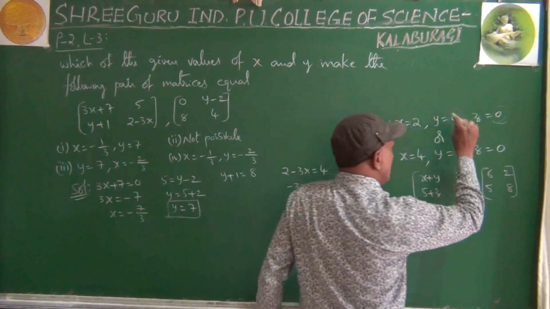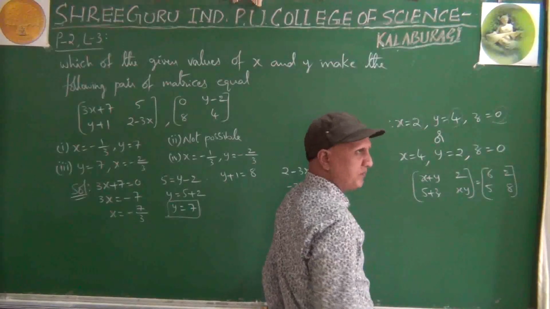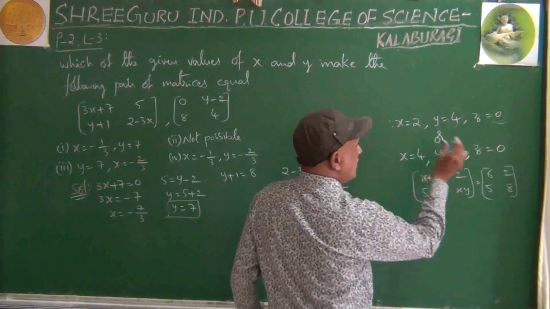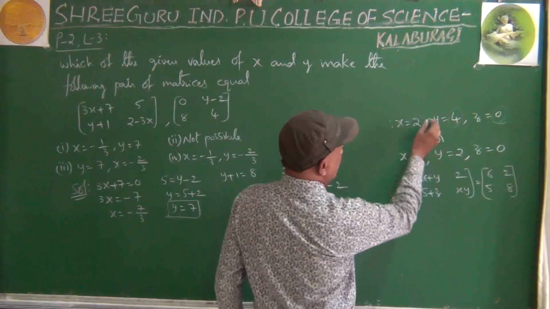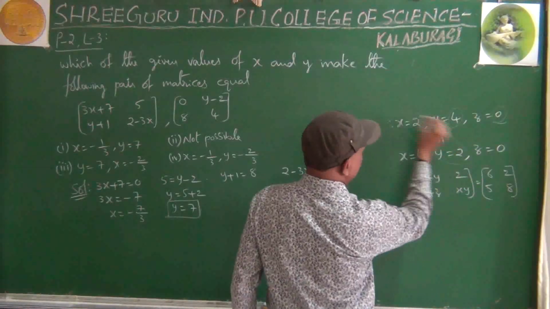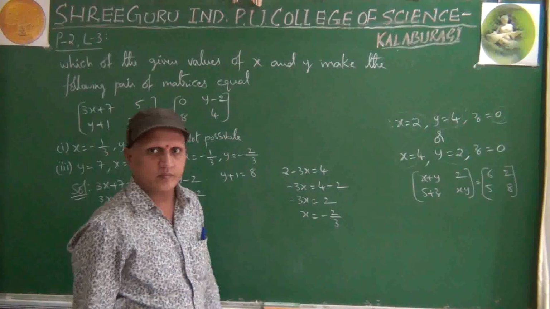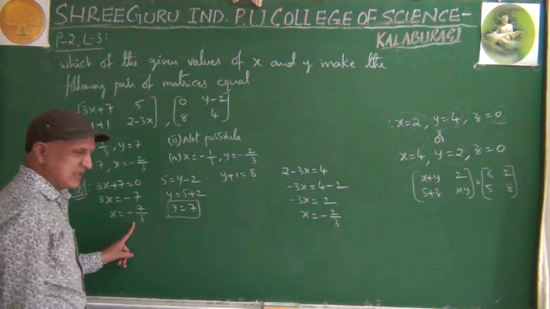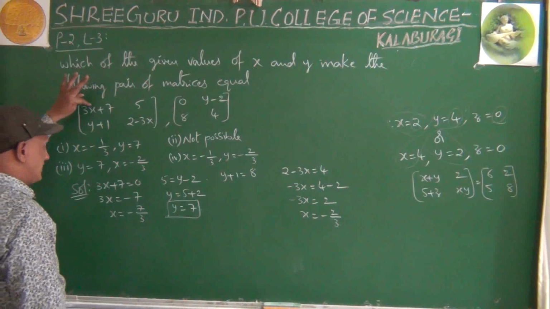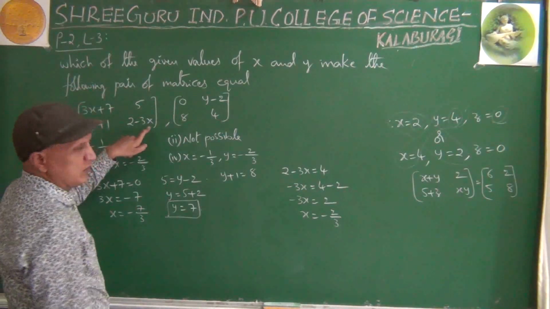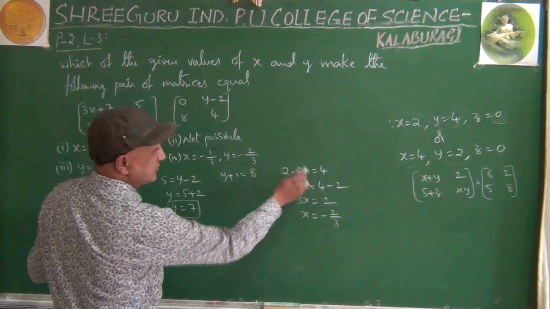x equal to 2, y equal to 4, you have to substitute wherever you find. You cannot substitute these two values. If you want to take x equal to minus 7 by 3, you have to take x equal to minus 7 by 3 here and here, both the places.